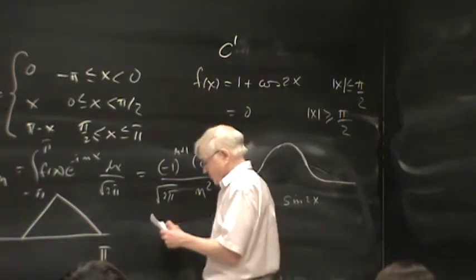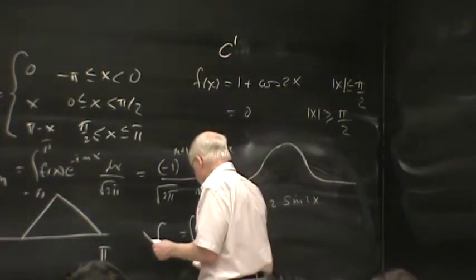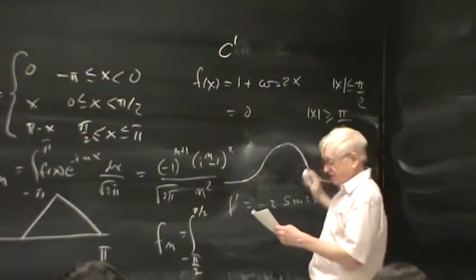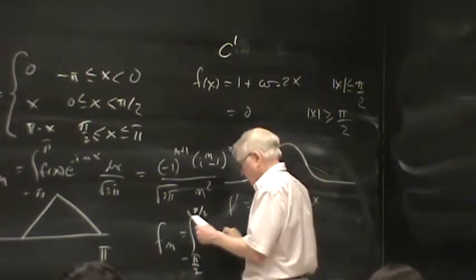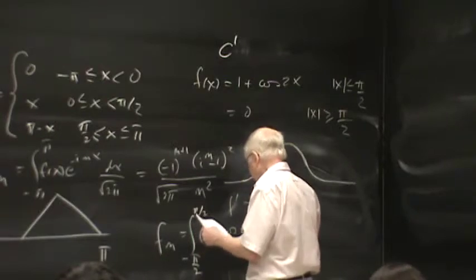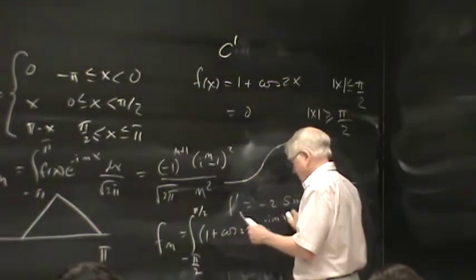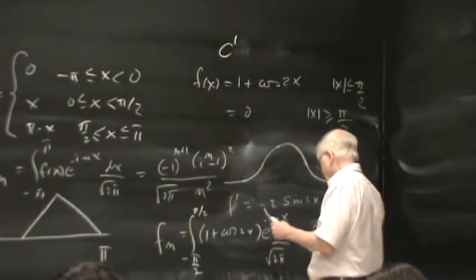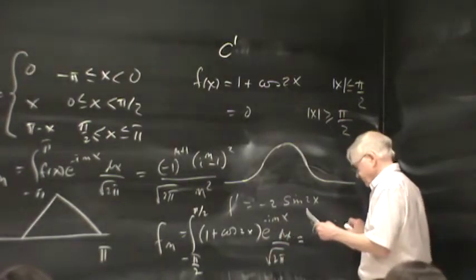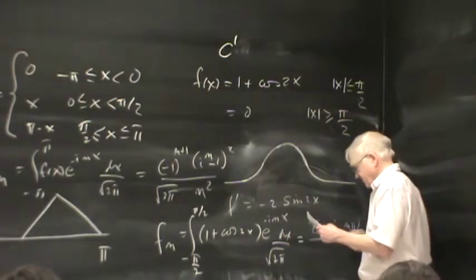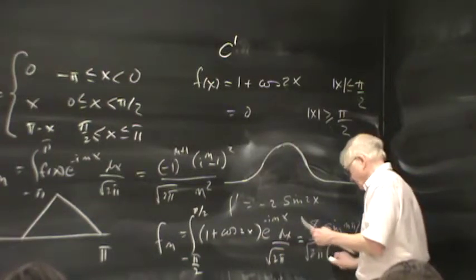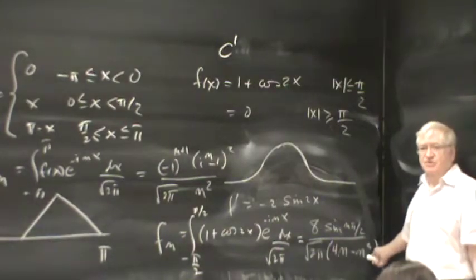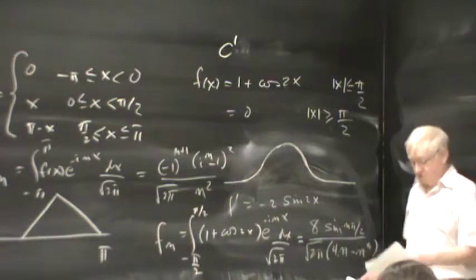Its Fourier coefficients then, f n, the integral from minus pi over 2, well, inasmuch as it vanishes outside that, we don't need to screw around with that. So we get 1 plus cosine 2x times e to the minus i n x dx over root 2 pi. And then this is 8 sine n pi over 2 divided by root 2 pi times 4n minus n cubed. Once again, that's k plus 2. k is equal to 1, k plus 2 is 3.